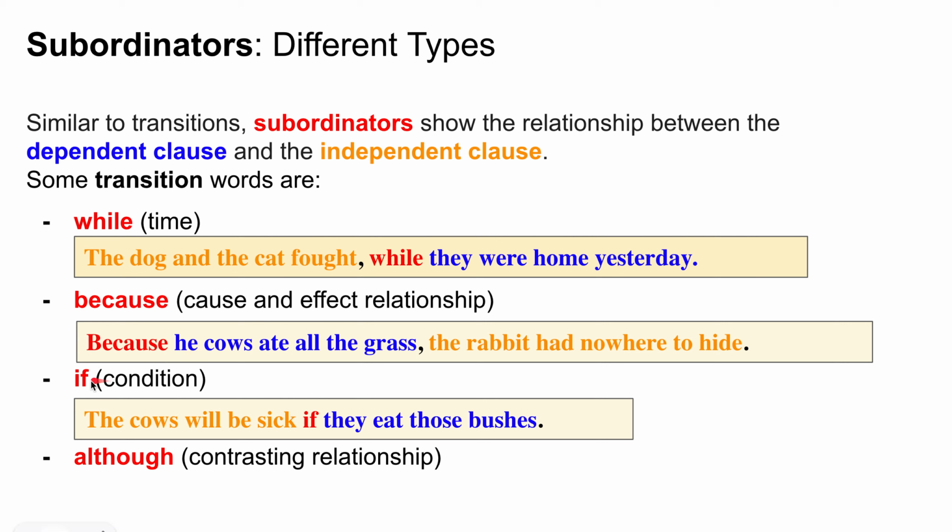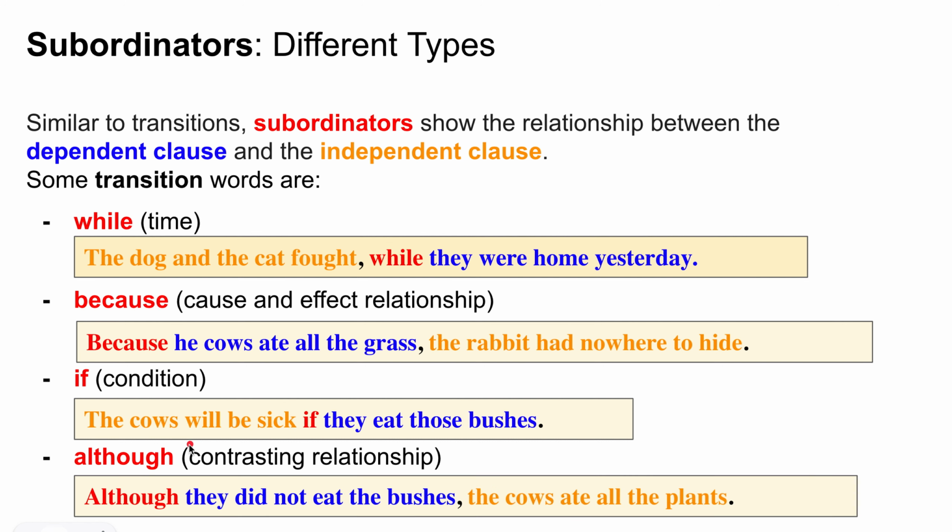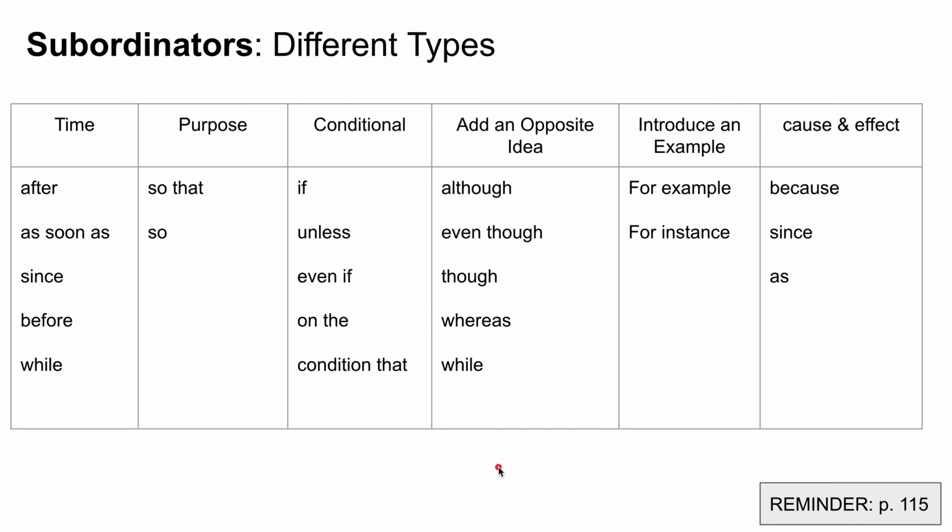For conditions, we use if. The cows will be sick if they eat those bushes. To show the condition. And although, for a contrasting relationship, which we have already seen. Although they did not eat the bushes, the cows ate all the plants. So there are many different types of subordinators.